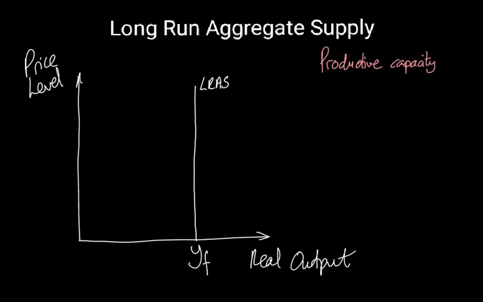So the long-run aggregate supply curve is a vertical line that we annotate as YF to represent the full employment within the economy. So let's go on then in the next diagram to think about what may cause long-run aggregate supply to change over time.